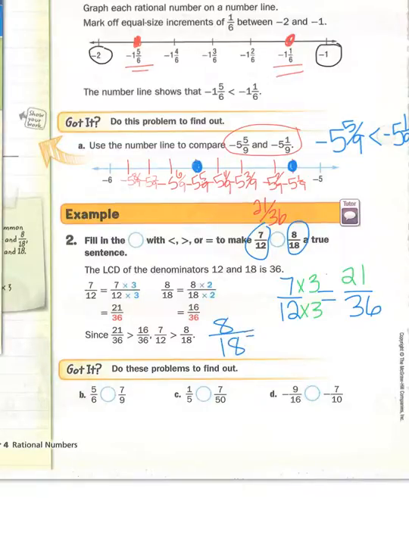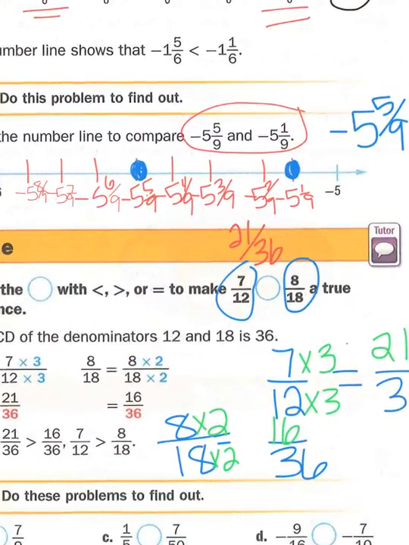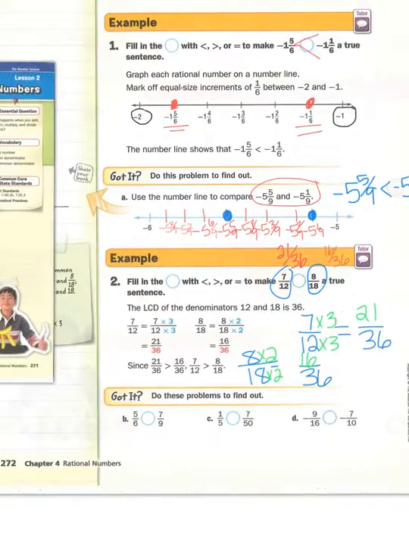Okay, we need a common denominator. That's going to be 36. How do we get from 18 to 36? We multiply by 2. 8 times 2, of course, is 16. So 8/18 is going to be the same thing as 16/36. Okay? Now, we could go ahead and draw a number line for this as well.